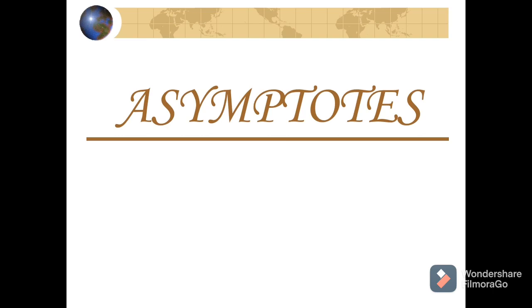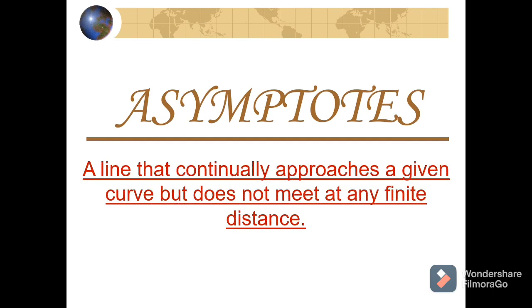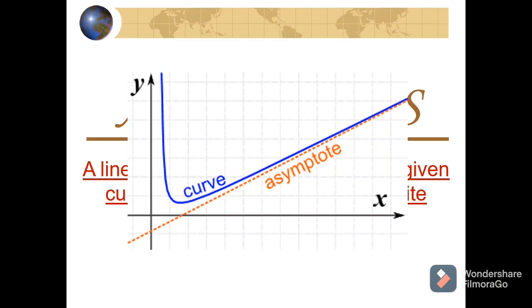For today's lesson, we have asymptote. An asymptote is a line that continually approaches a given curve but does not meet it at any finite distance. This is an example of the graph of an asymptote. The red broken line is called the asymptote, and the curved line is called the graph, or this is one of the branches of our graph.